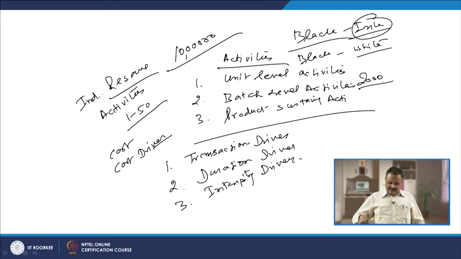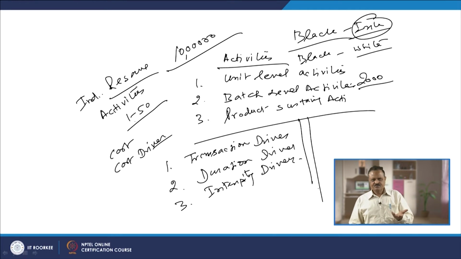According to these three activities, now we have three drivers. For the unit level activities, what is the cost, how many activities we are doing, and how we have to apportion that cost to, or add it up to, the different products, is on the basis of these drivers: transaction drivers, duration drivers, intensity drivers. Transaction drivers are in terms of numbers.